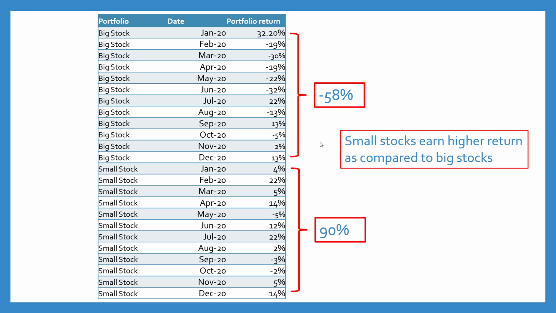Now the downside of having more portfolios is that each portfolio would have fewer stocks. So we'd have to strike a balance between the number of portfolios that we have and the number of stocks we have in each portfolio. So let's move to bivariate portfolio analysis.